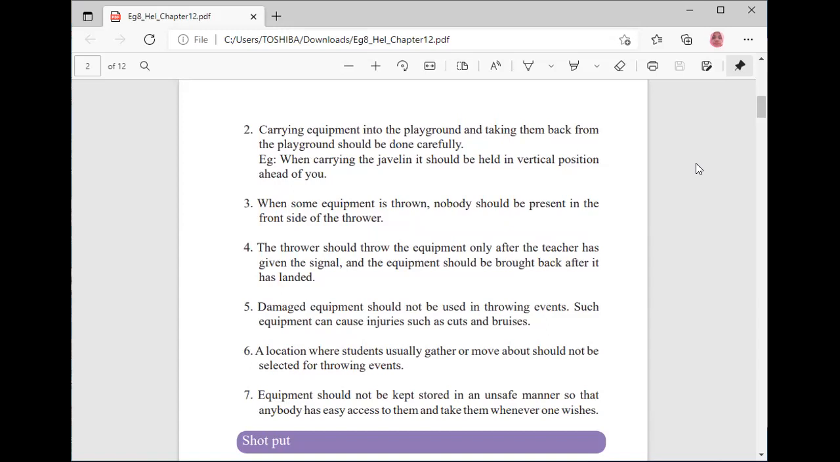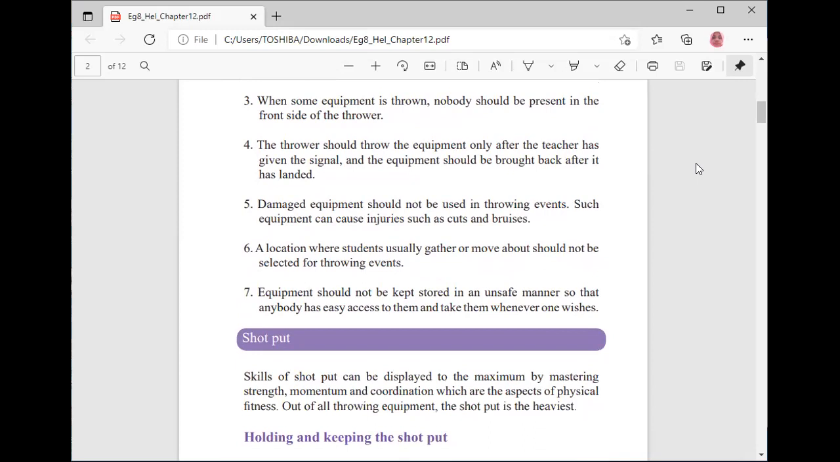Third one, when some equipment is thrown, nobody should be present in front of the thrower. When somebody is throwing equipment forward, no one should be standing in front of the thrower. Fourth one, the thrower should throw the equipment only after the teacher has given the signal, and the equipment should be brought back after it has landed. The other one, damaged equipment should not be used in throwing events. Such equipment can cause injuries such as cuts and bruises.